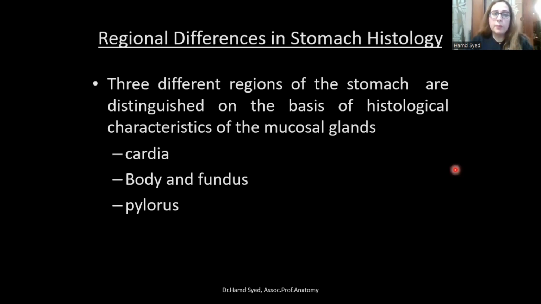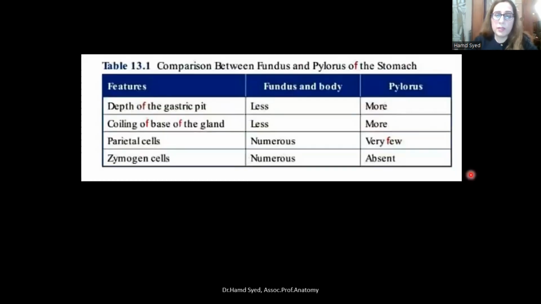Now let's discuss the regional differences in the stomach histology. The stomach has different parts. As I showed you before in a simple diagram, the part adjacent to the esophagus is known as the cardia. Then the remainder of the stomach, we can think of collectively as body and fundus. And then the lower narrow portion is the pylorus. These three different regions of the stomach have a different histology of the mucosa. So how is the histology different? This is a simple table showing the comparison between these regions.